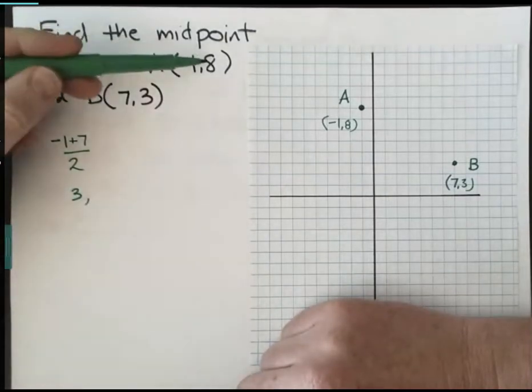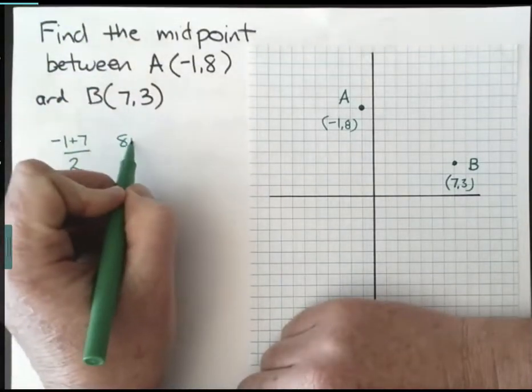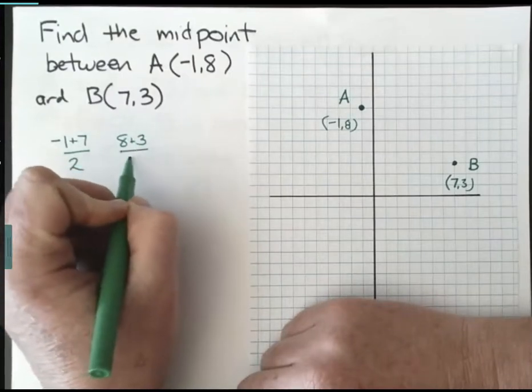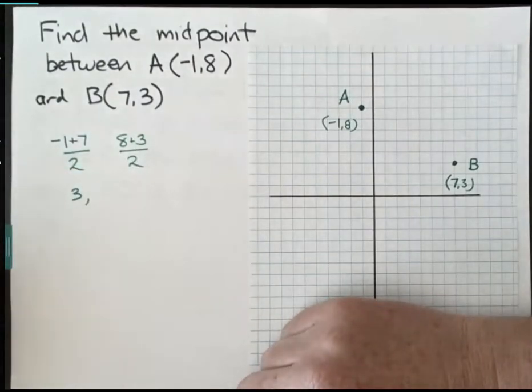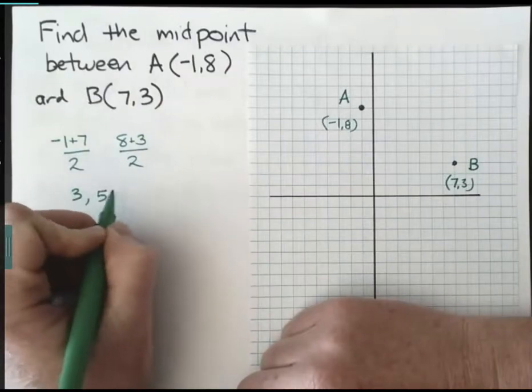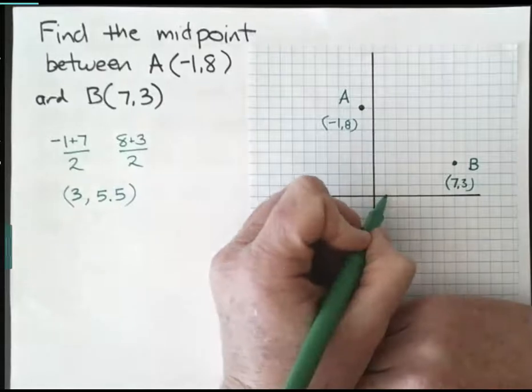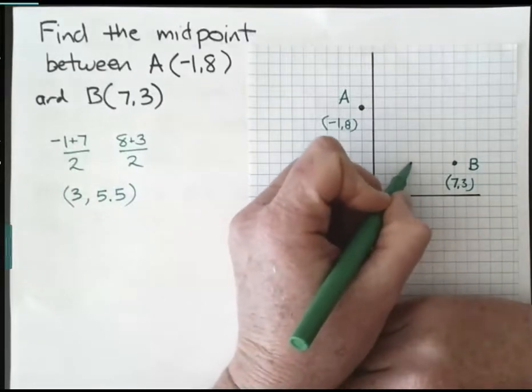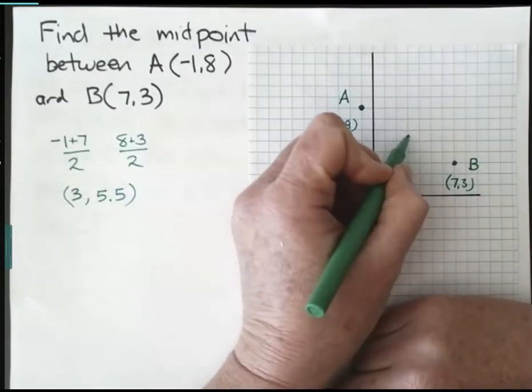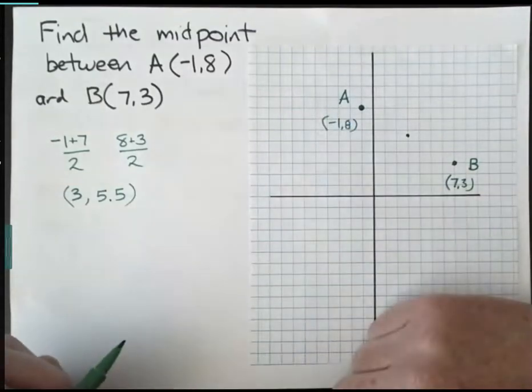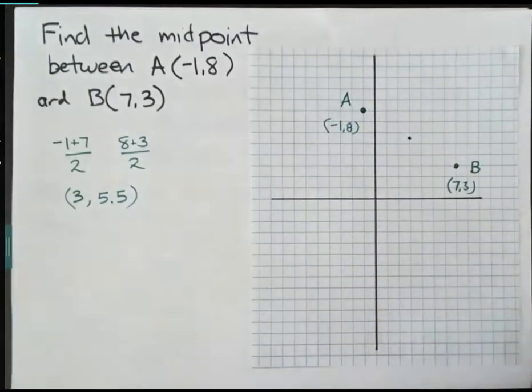And then we're going to take 8 plus 3 and divide by 2. 8 plus 3 is 11 divided by 2, so that's 5.5. And what you'll find is if we go to 3, 5.5, 1, 2, 3, 4, 5.5, we are at the midpoint of AB.